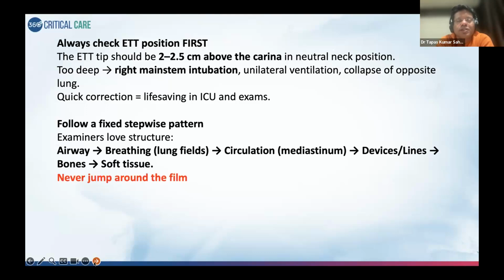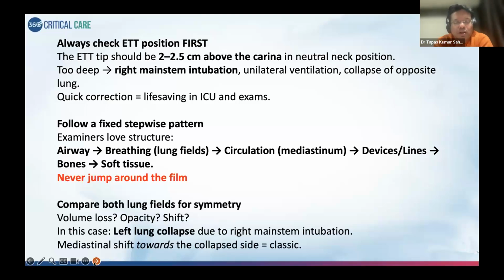Right, so always start with the ABCD. Airway: the ET tube is entering. Breathing: lung field. Circulation: mediastinum. D for devices and lines in the chest X-ray. Then bones and soft tissue. Compare both lung fields for symmetry, and look for volume loss, opacity, and shift. Now in this case, very clearly there is left lung collapse due to right mainstem intubation, with mediastinal shift towards the collapsed side, which is the classic finding.